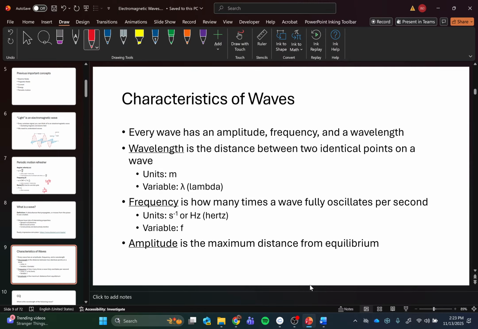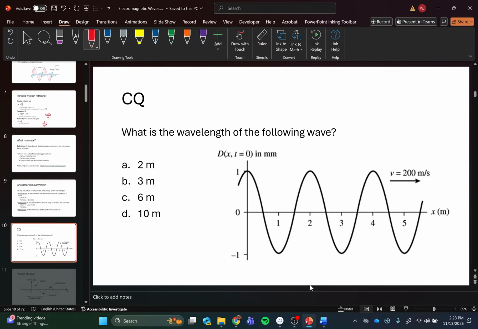Again, you've probably done this before. Frequency is how many times a wave oscillates per second. How many times a full cycle occurs every second. And amplitude is the maximum distance from equilibrium. These aren't hopefully surprising things. But if they're new to you, no problem. There they are. These are things we need to be acquainted with, though. And let's see if you do know them.